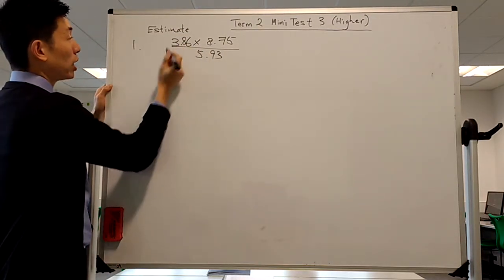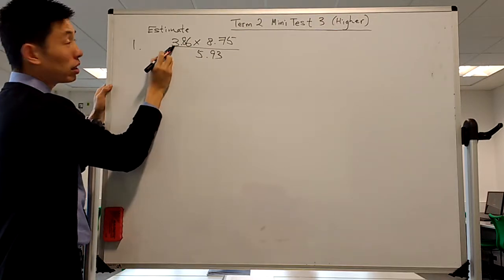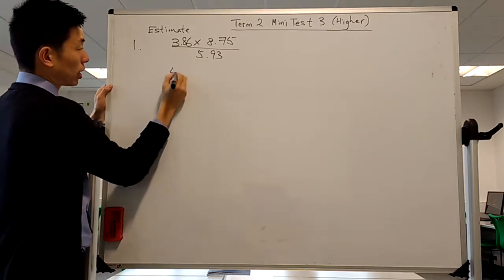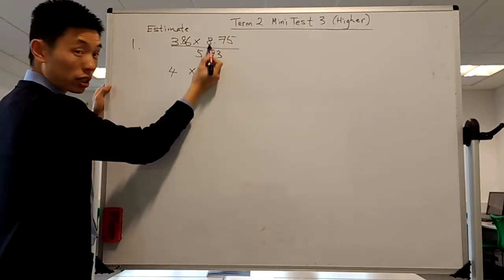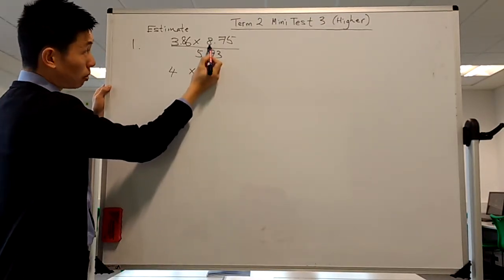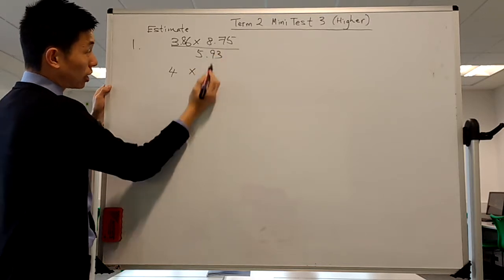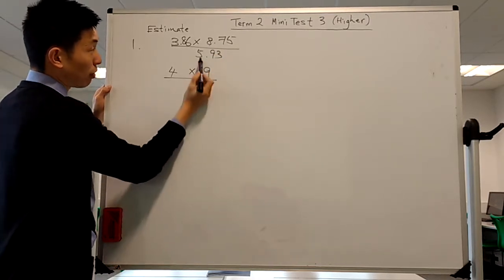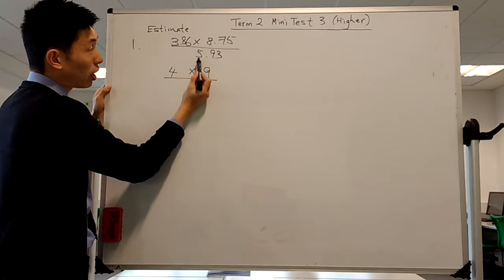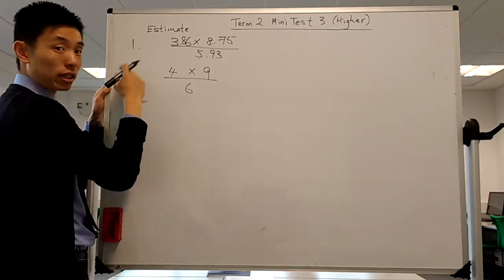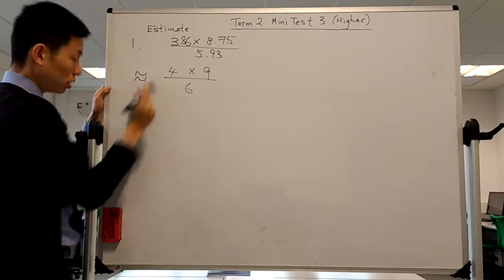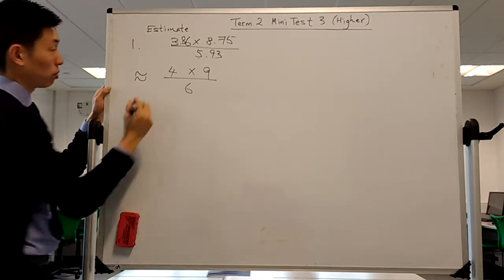So 3.86, look at the first significant figure. Can it become a 4? Yes, because of the 8. Then 8.75, look at the first significant figure. Can it become a 9? Check that. Yes, it can. Look at my first significant figure, 5. Can it round up? Yes, it can. So that's your estimate. So from now on, it's an approximation.